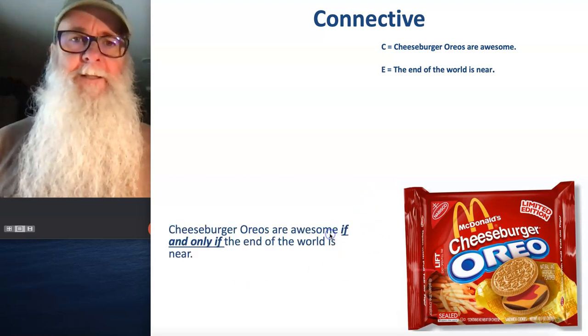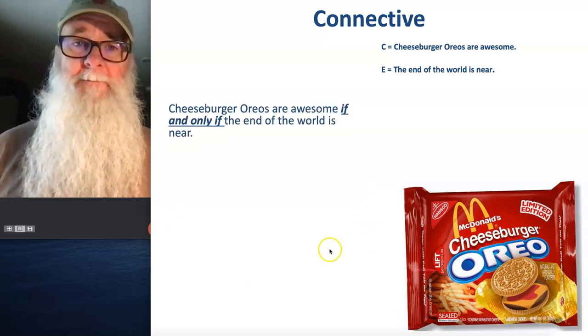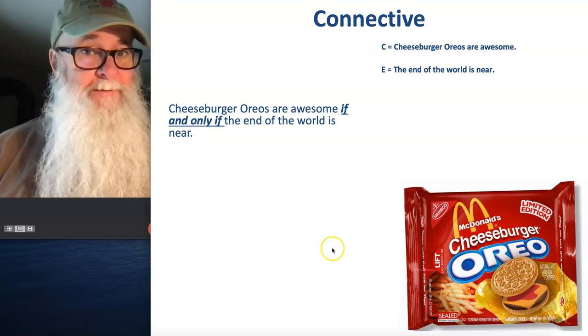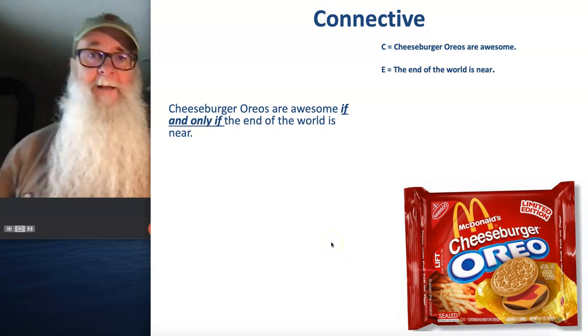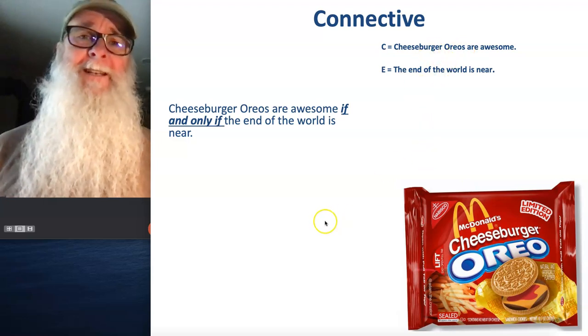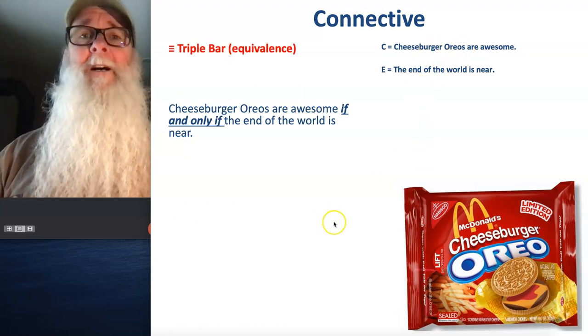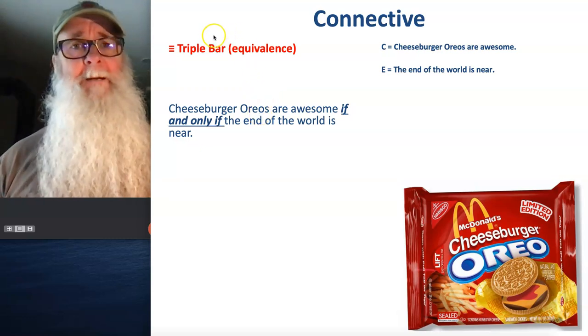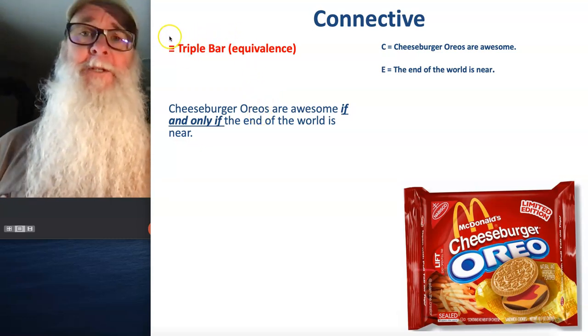Okay, take a look at this sentence. Cheeseburger Oreos are awesome if and only if the end of the world is near. Again, we have a compound sentence that's comprised of our two simple sentences, and here they're expressing the relation of equivalence, and we can symbolically represent the relationship of equivalence using triple bar.